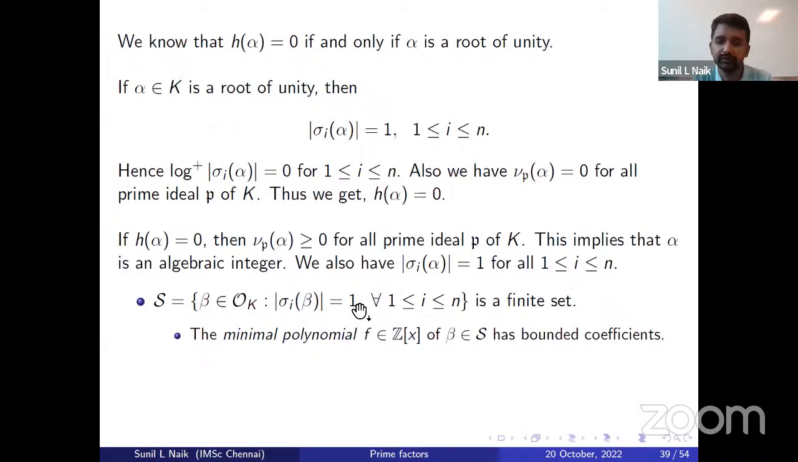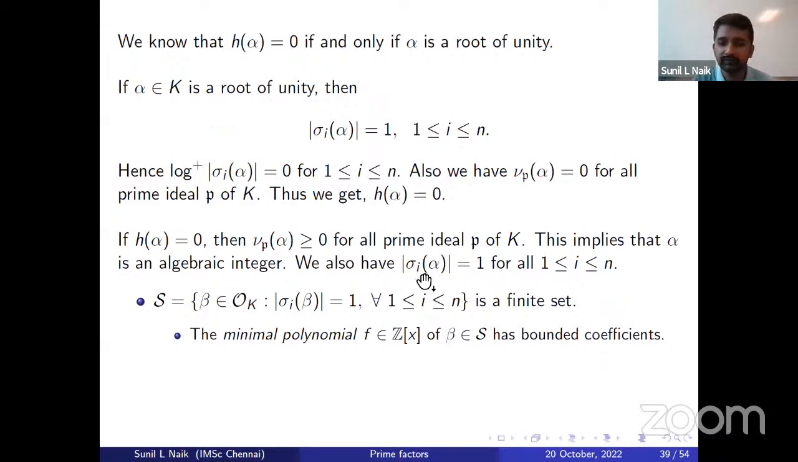Since |σ(β)| is less than or equal to 1, the minimum polynomial has bounded coefficients. So there are only finitely many choices for the minimum polynomial, and each minimum polynomial has finitely many roots. Therefore the number of such β has to be finite. So therefore the set S is a finite set.